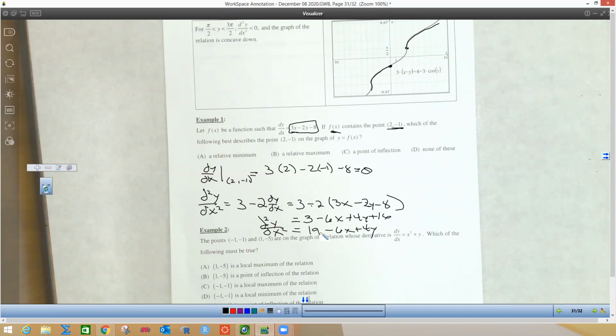And now I want to know what kind of concavity this has at this point 2, negative 1. So I'm going to find the value of this second derivative at the point 2, negative 1 by plugging in 2 for my x, negative 1 for my y.